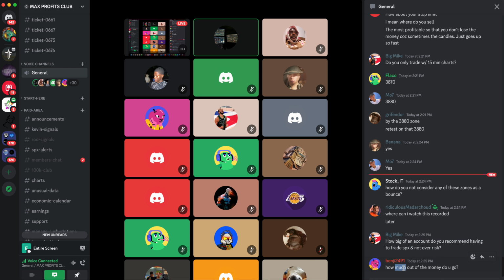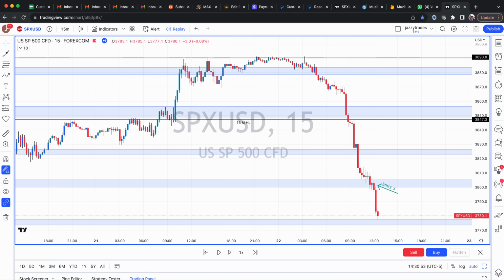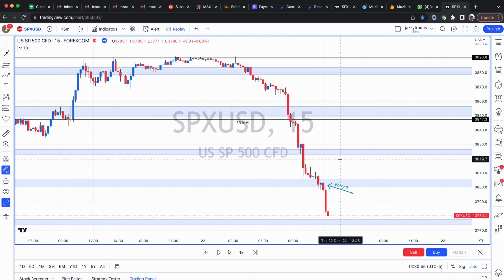How much out of the money do you go? So Benji, about 10 points plus or minus. So let's say my entry number 2 was here, and price is at 38.47. I'm entering puts. I'll probably go 38.25 or 38.30. No, 38.35 or 30. So in the middle here or here. That's it. Not too far.